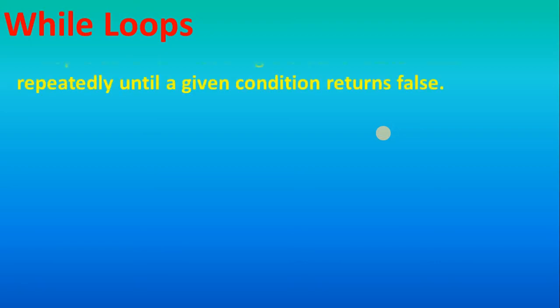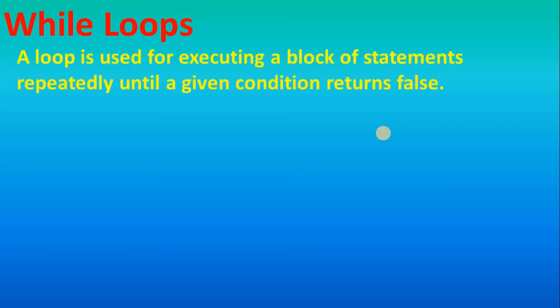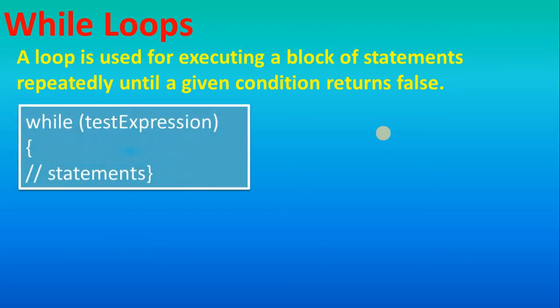What is a while loop? A loop is used for executing a block of statements repeatedly till a given condition returns false. It means when the condition is true, it will run the body of the loop. Once it is false, it will exit the body of the loop. So this is our syntax, and inside while there is a condition, which may be true or false. According to that, the behavior of the while loop is decided.